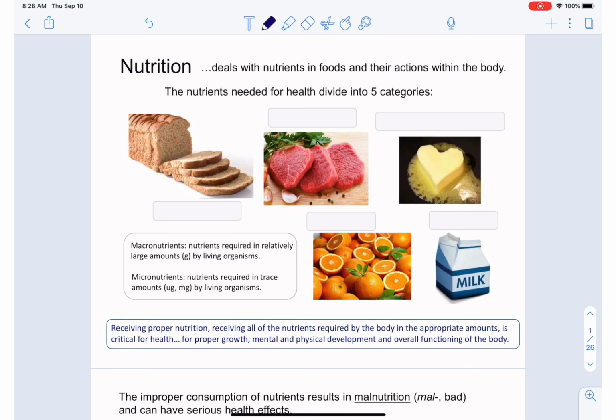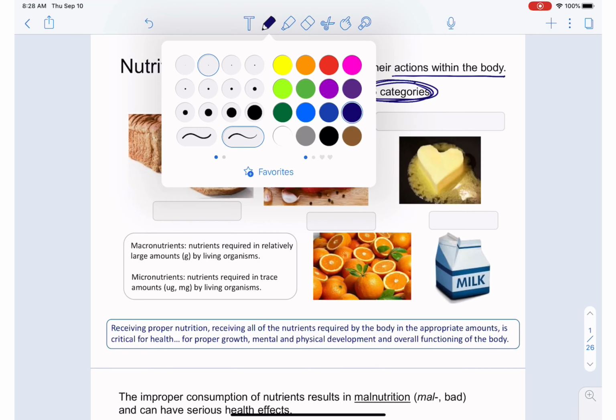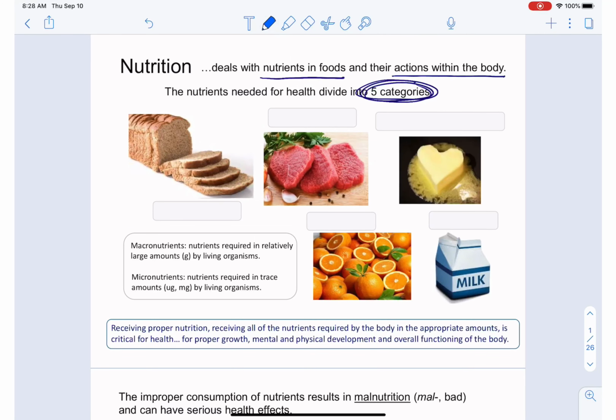Hey everybody, let's talk about some nutrition. So when we're talking about nutrition, we're talking about the nutrients in foods and also their actions within the body. And we can divide the nutrients that we need into health into 5 different categories. So let's go through these pictures here and see if we can identify these 5 different categories of nutrients.